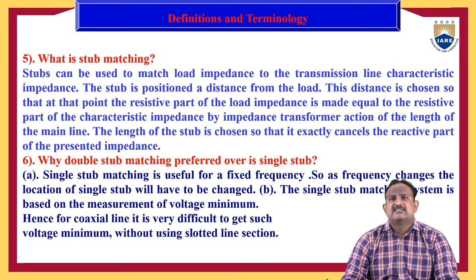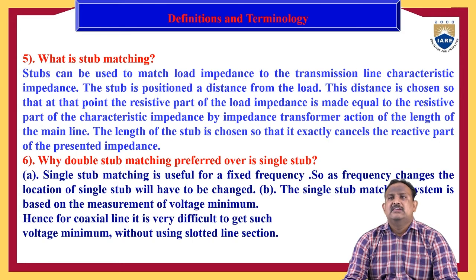So what is stub matching? Stubs can be used to match the load impedance to the transmission line characteristic impedance. Here the stub is positioned at a distance from the load. This distance is chosen so that at that particular point, the resistive part of the load impedance is made equal to the resistive part of the characteristic impedance by impedance transformer action. Then the length of the stub is chosen so that it exactly cancels the reactive part of the presented impedance. This is known as stub matching. There are two types of stub matching: single stub matching and double stub matching.